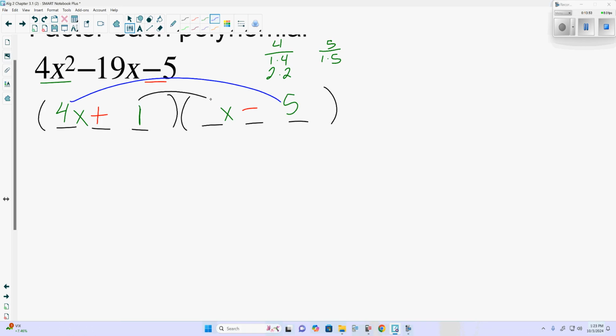And then we're going to check. 4x times negative 5 is negative 20x. 1 times x is plus x. And negative 20x plus x is negative 19x. Is that the middle term that we wanted?